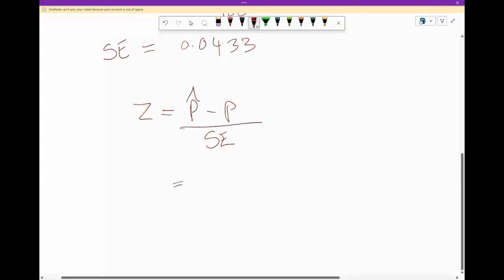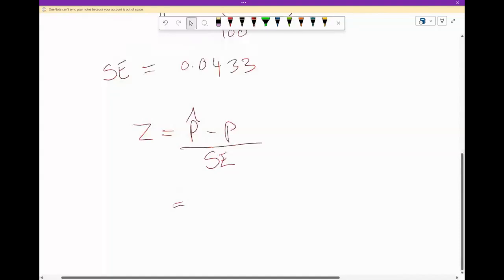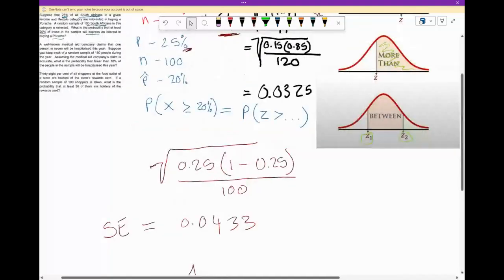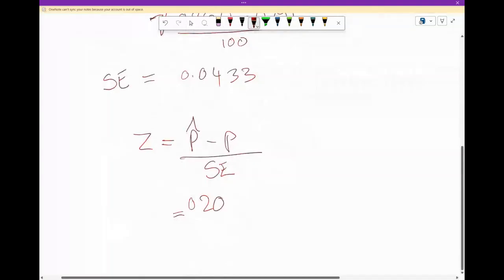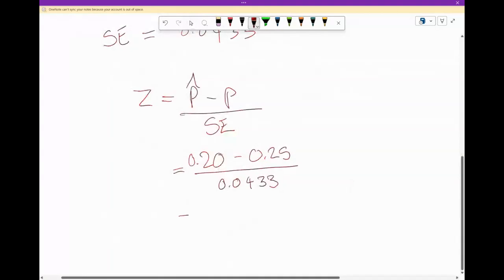So here we go. We now have the proportion of the sample, which is 0.20. So 0.20 minus 0.25, divided by our SE, which we just calculated, 0.0433. What do we get?